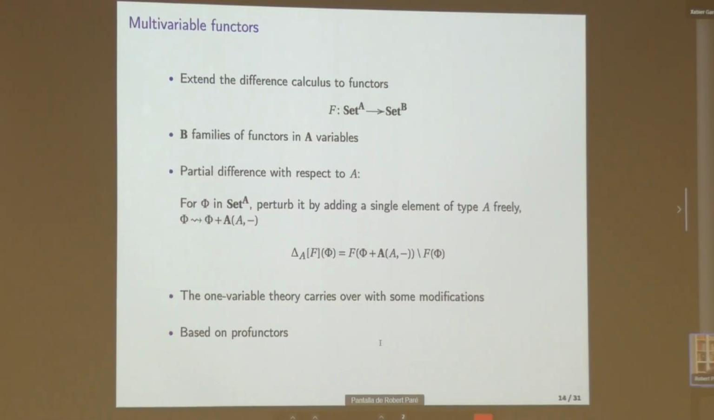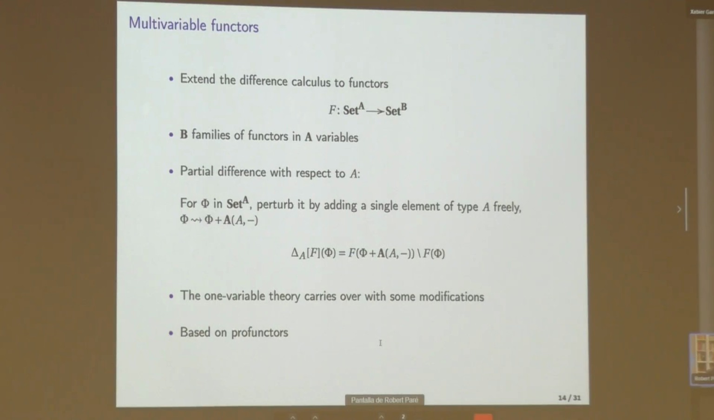Now, there are more things to do here, and I don't have time to go into everything, and so I want to go on now to the multivariable functors, which in fact was in the title of my talk. I want to extend the difference calculus now to functors between presheaf categories, sets to the A, sets to the B. And so such a functor I'm thinking of as a B-family of functors in A variables.